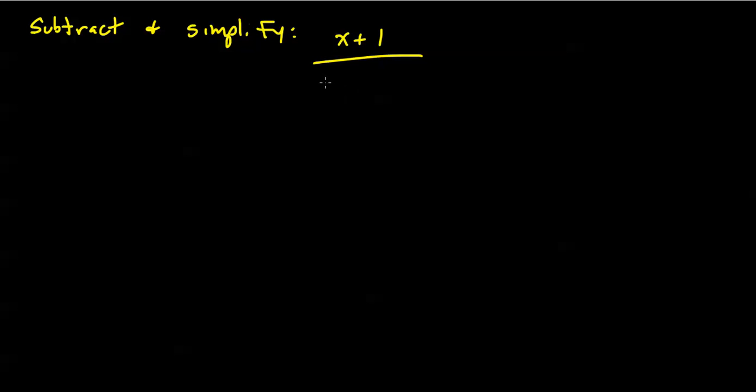Add. Actually, this one's a subtraction. Subtract and simplify. We get x plus 1 over x squared minus 2x plus 1, and from that rational expression we want to subtract another rational expression, x minus 4 over x squared minus 1.